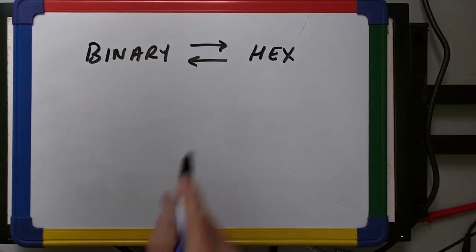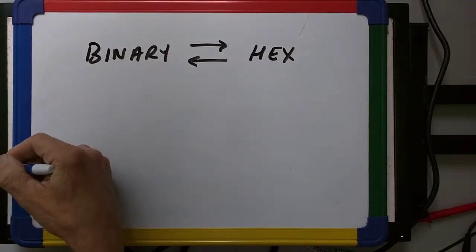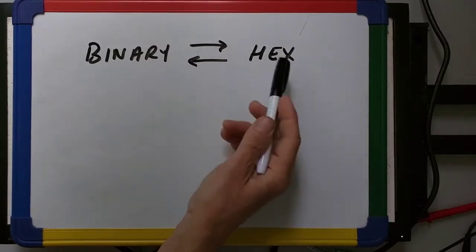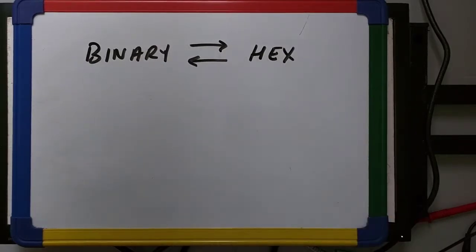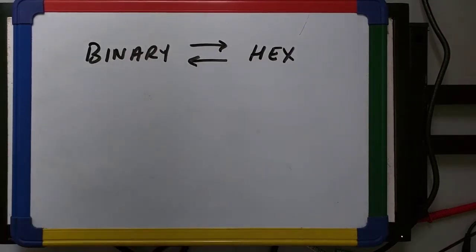Well, these two are very closely related, and we can see that when we try to convert between one and another. So in previous videos we've gone from binary to decimal and from hex to decimal to put those into values that we understand, decimal, base 10. This time we're going to look at going straight from binary to hex and hex back to binary. And it's actually easier than you might think. It's actually easier than going to decimal.